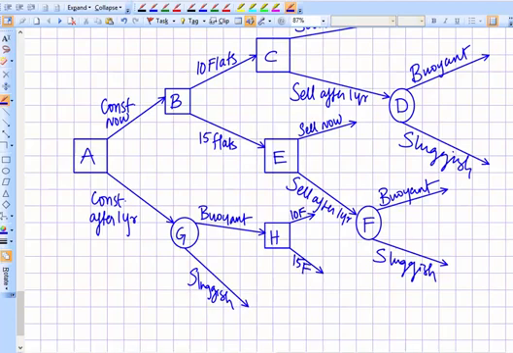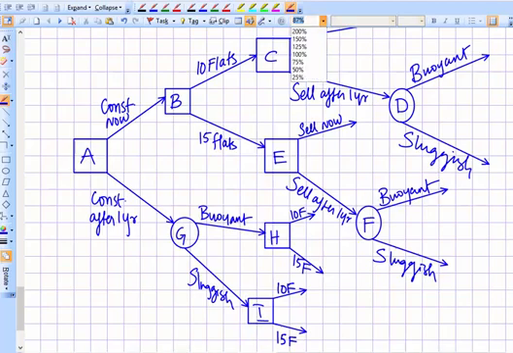Okay. And in case of sluggish also, I have a choice. So it's a decision node. It is point I. So again, I have two decision alternatives. One is with respect to 10, the other one is with respect to 15. Okay. So in this way, we have captured all the alternatives in the form of a decision tree. So this is how it looks.